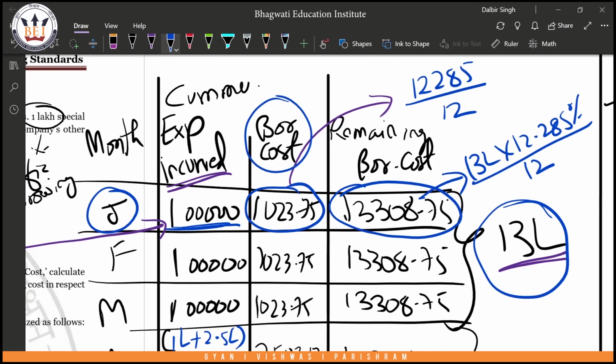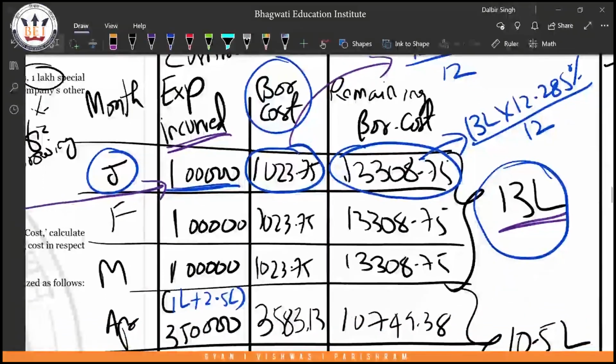On the same basis, we go and find out for every month. For the month of February also, the amount expended on the building is the same, which is 1 lakh. For the month of March also it is 1 lakh. So the computation for these 3 months is the same. So you are capitalizing 1,023.75 for February also, for March also.